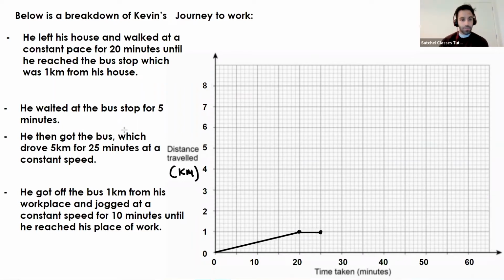And then he got on the bus, which drove 5 kilometers for 25 minutes at a constant speed. So again, for 25 minutes, so that's going to be 5, 10, 15, 20, 25, and it drove 5 kilometers. So that's going to be 1 kilometer, 2, 3, 4, 5. So this is where we are now going to end up. So we need to draw a line from here to here.